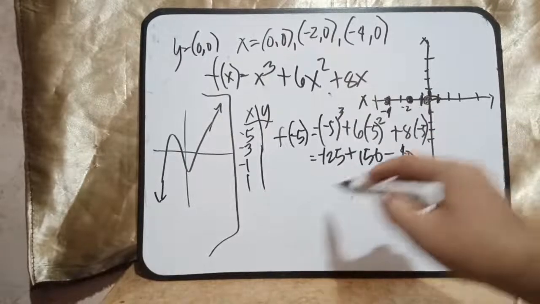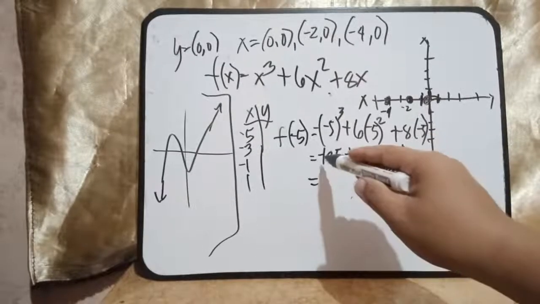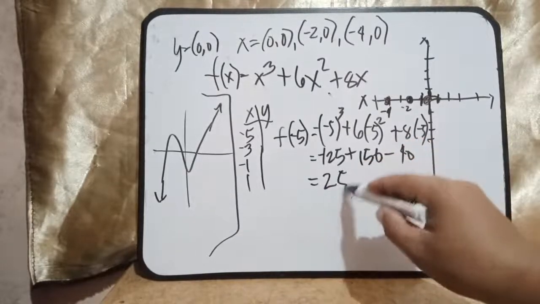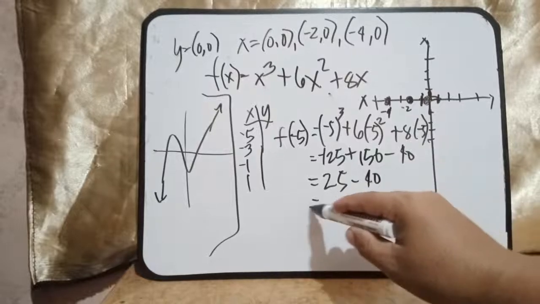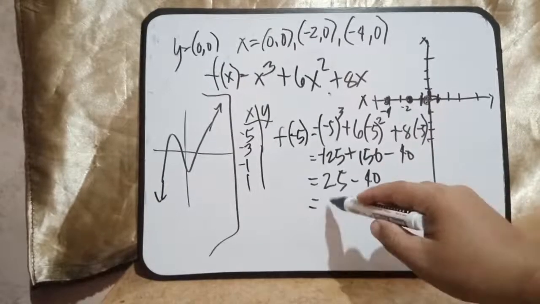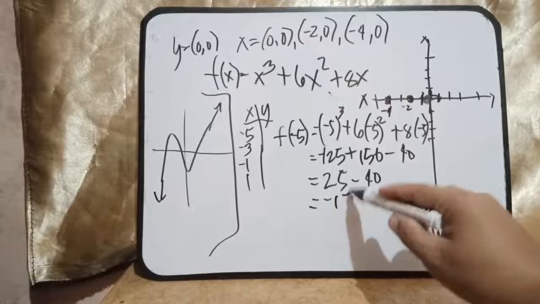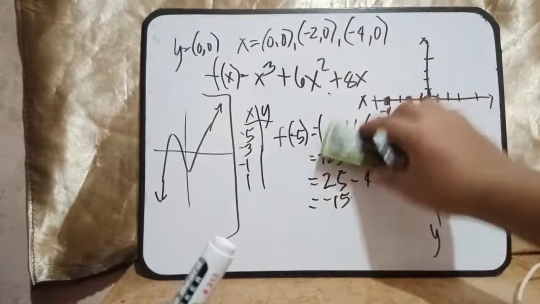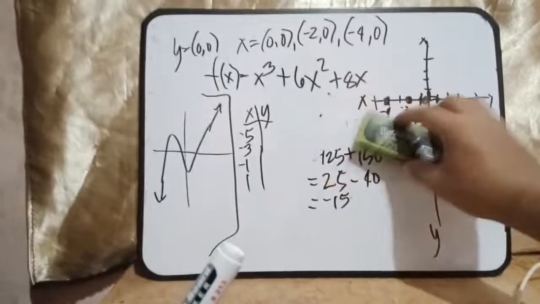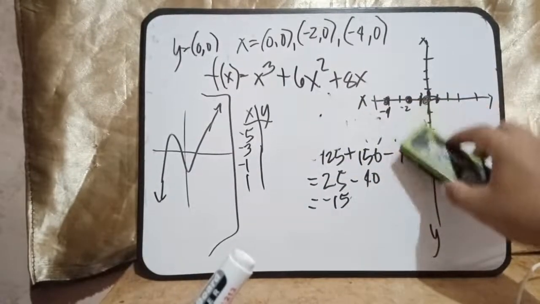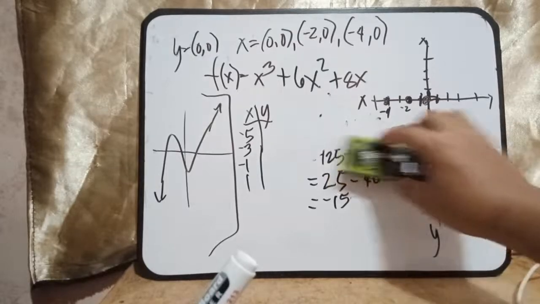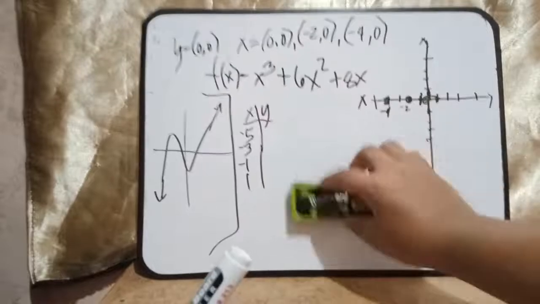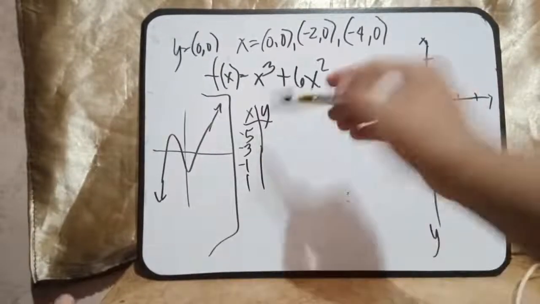Okay, so now we can add. Negative 125 plus 150, that is 25. Then minus 40, that is negative 15. So for our y, meron na tayong negative 15.